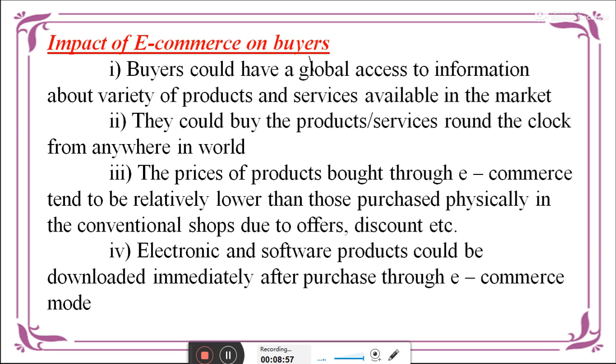Next, impact based on buyers. What impact is there for the buyer? They can access global information. Global information from all over the world can be accessed easily. Next, they can see the service and availability in the market. And the price of the product through e-commerce can be compared, so they are convinced with the shopping. Next, e-commerce has soft products which can be downloaded immediately when purchased through e-commerce mode.